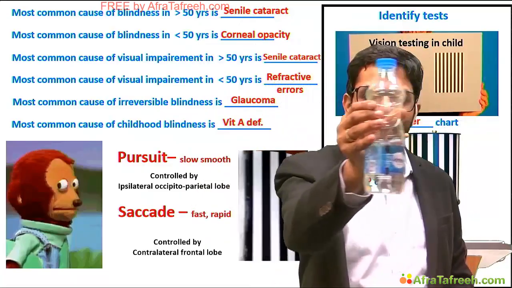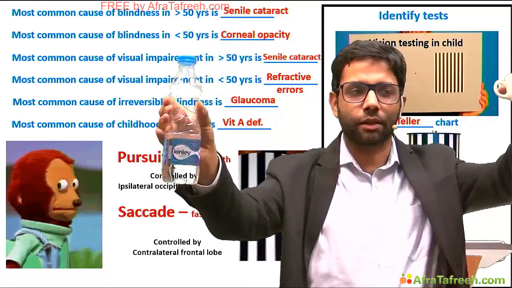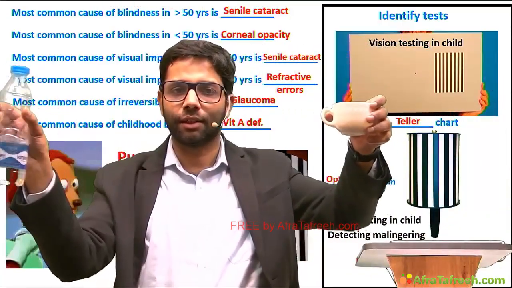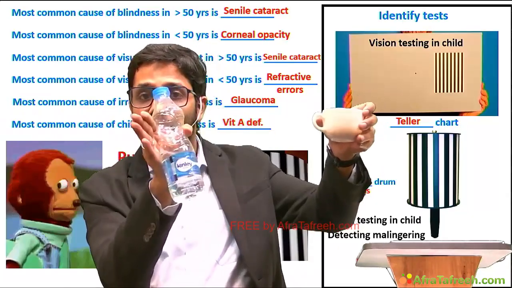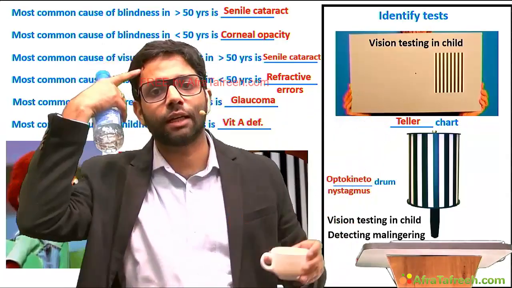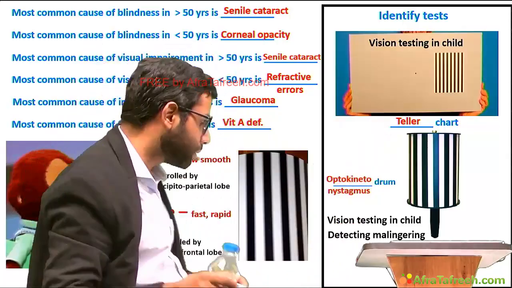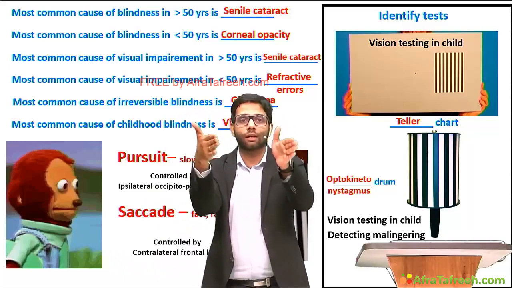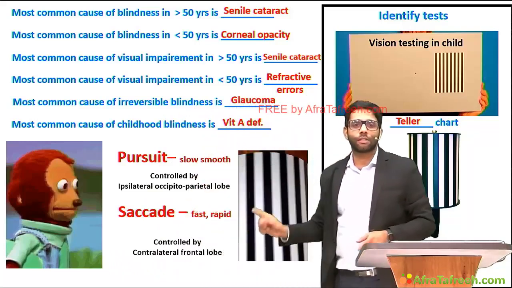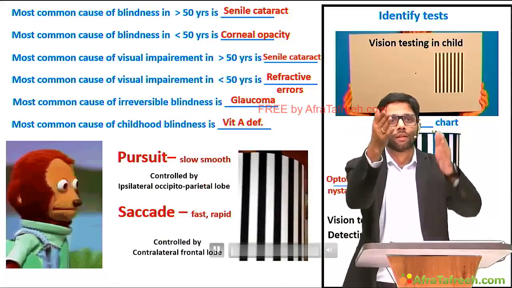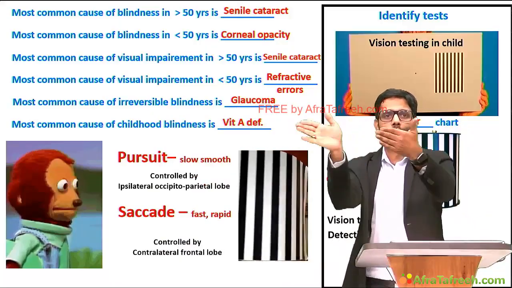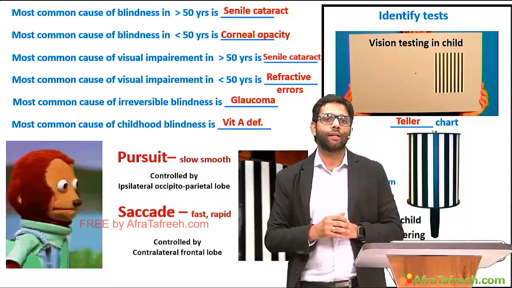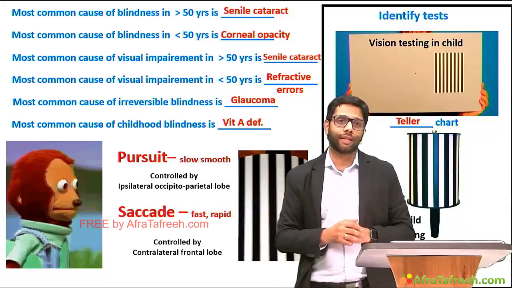But sometimes you are doing slow, smooth pursuit and another object comes here. Then what do you do? Look at this object or look at this. Look at the other one, fast. This is saccades, controlled by contralateral frontal lobes. And if you want to see both, what happens? Pursuit, saccade, pursuit, saccade. That is optokinetic nystagmus. If you rotate the drum at a very high speed, slow movement pursuit, saccade, involuntary nystagmus occurs. That is, these two movements are required in this objective test, that is OKN.